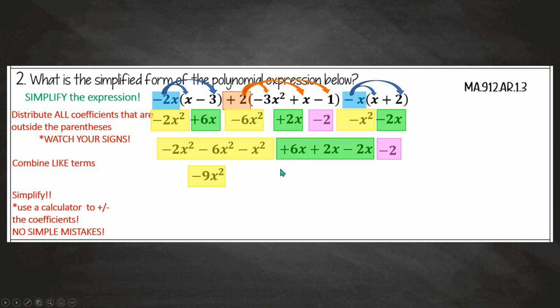Now we're going to simplify this positive 6x, positive 2x, minus 2x. Now, if you put this into a calculator, 6 plus 2 minus 2, and you would get positive 6x. And then finally, we have the negative 2. So my final answer here is negative 9x squared plus 6x minus 2.